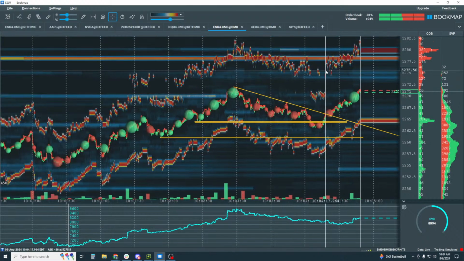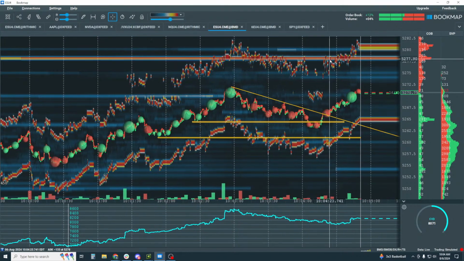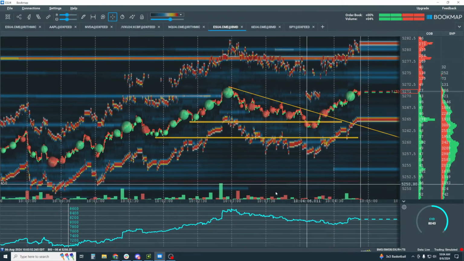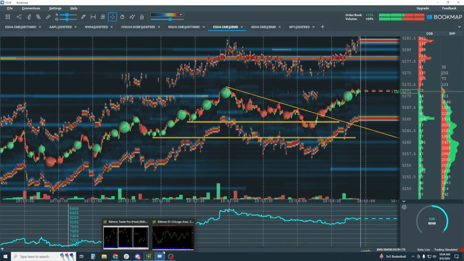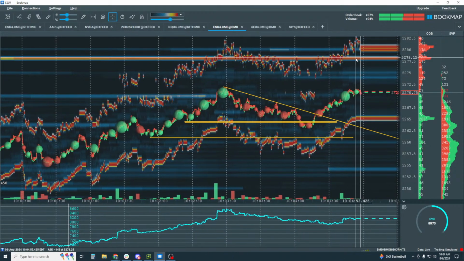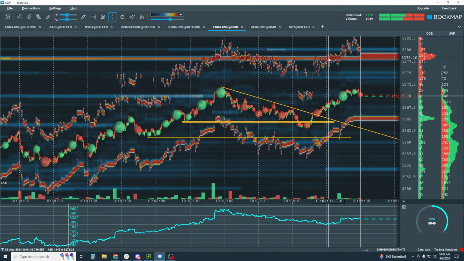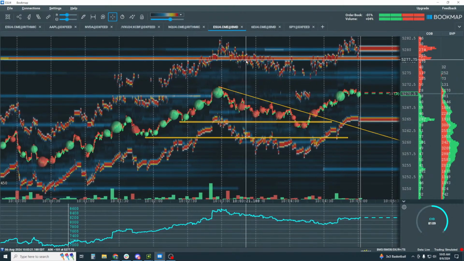This is what we're looking at in Bookmap, understanding that this was 79, I think it was 79, the previous high of day. We're looking for that to match with liquidity, and here it is right in the order book.